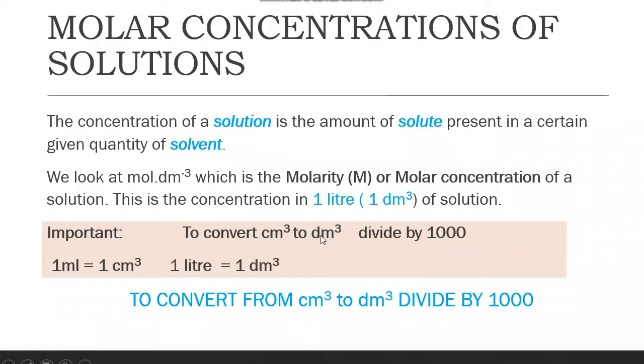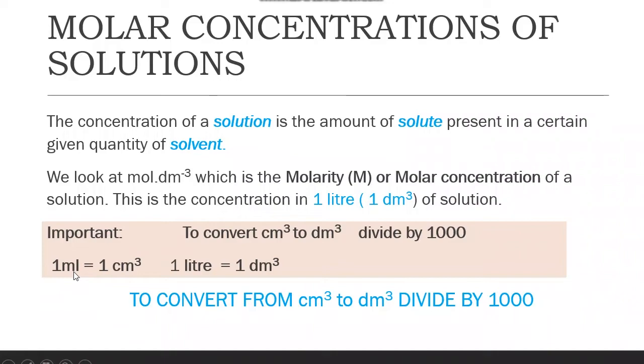If you're given converting from centimeters cubed to decimeters cubed, please remember decimeter to centimeters, a jump of 10, and you're cubing it, so 10 times 10 times 10 is 1,000. So when you have to convert to decimeters cubed, you need to divide by 1,000. When we're converting from centimeters cubed to decimeters cubed, divide by 1,000. So please, these are also very important.